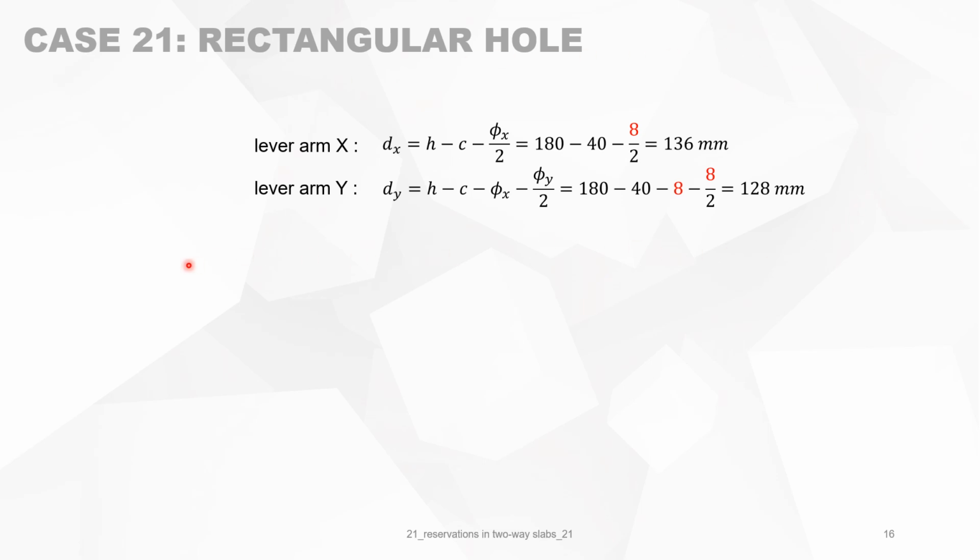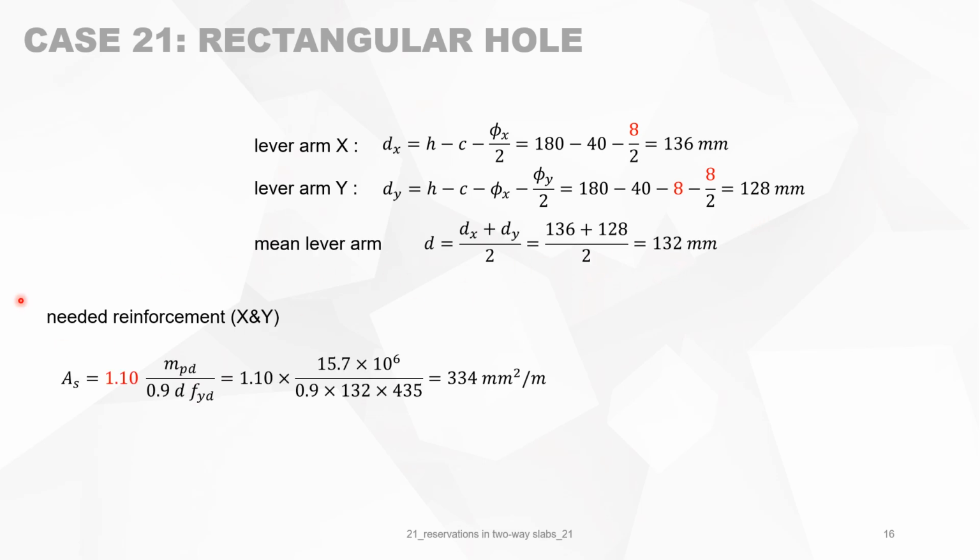Now we will convert it into reinforcement. The lever arm in the x direction is then 136 millimeter. In the y direction, 128. So the mean lever arm is 132. The needed reinforcement is then the maximum bending moment divided by the lever arm divided by the yield strength and multiplied by 1.1 because yield lines is an upper bound method.